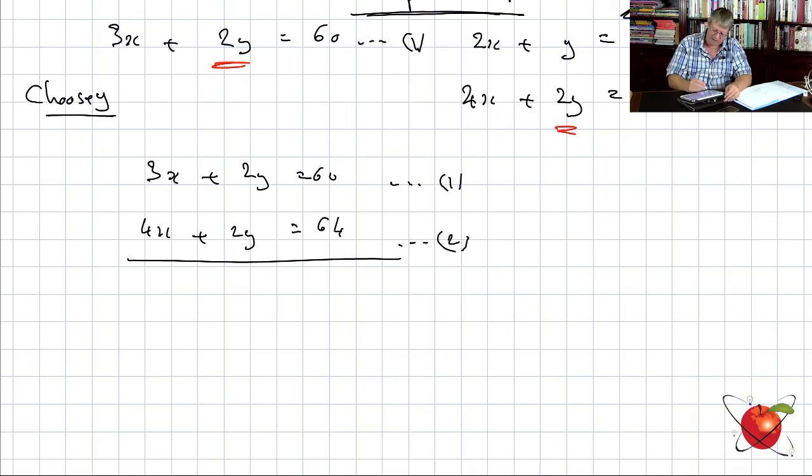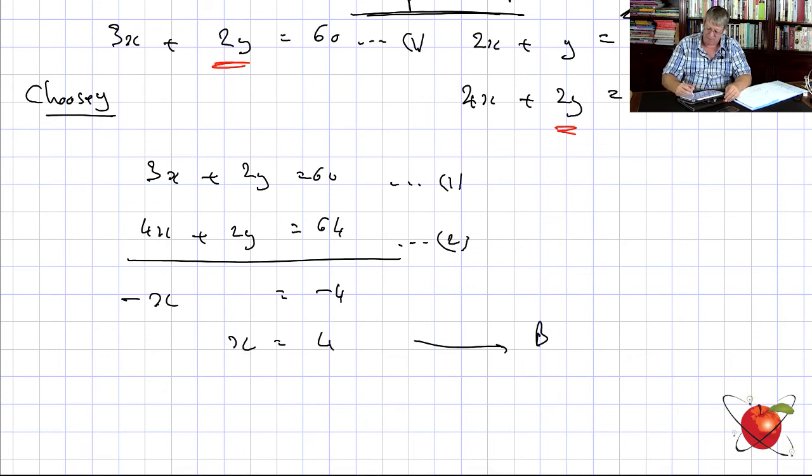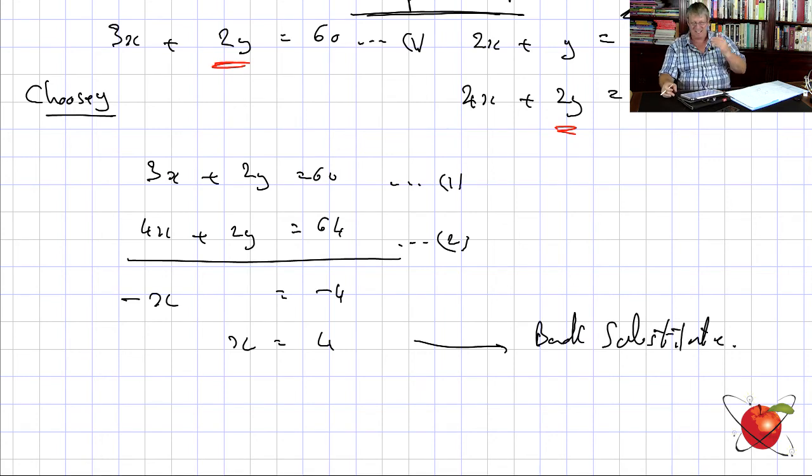Now we say, okay, I'm going to subtract, so I get minus x equals minus 4, x equals 4. Take that and back substitute. Right? And when I back substitute it, then it means that I've got an answer for my equation. Right? So eventually I end up with x equals 4, and then let's just complete it.